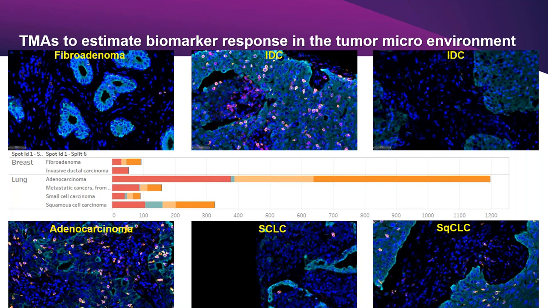The lung cores are more straightforward in this instance, showing a decrease in lymphatic expression from adenocarcinoma through the small cell carcinoma.